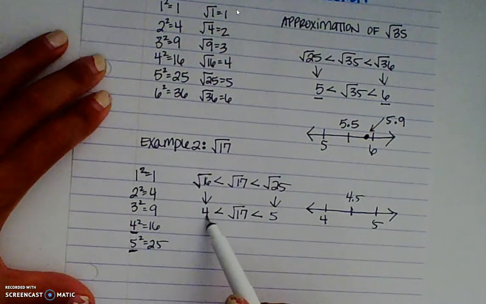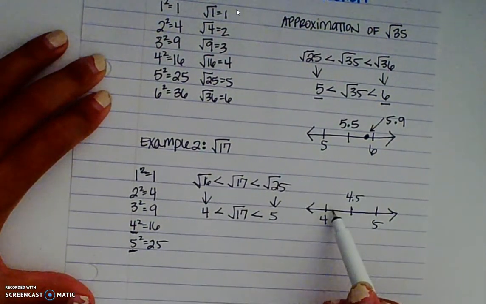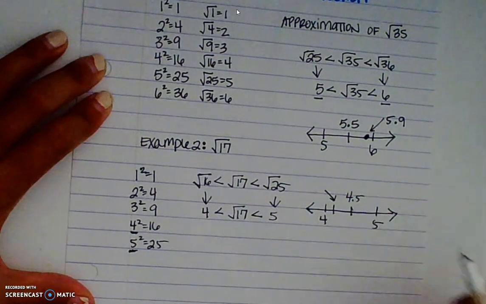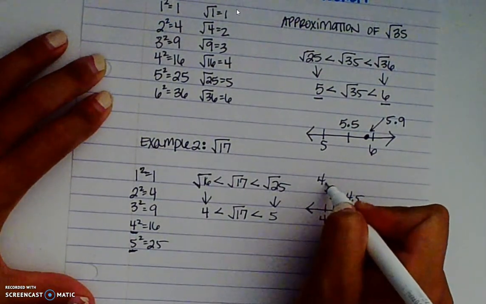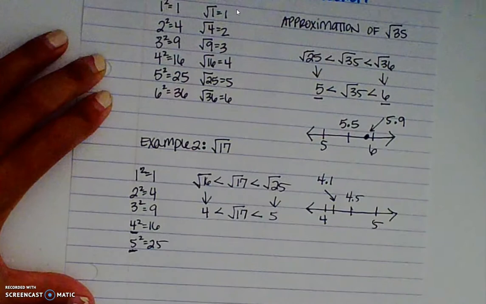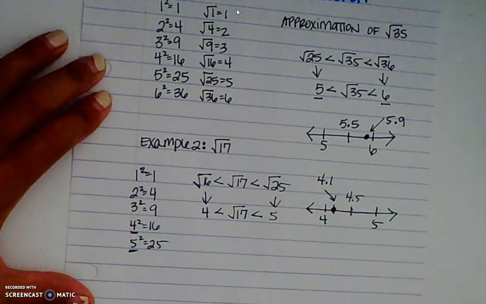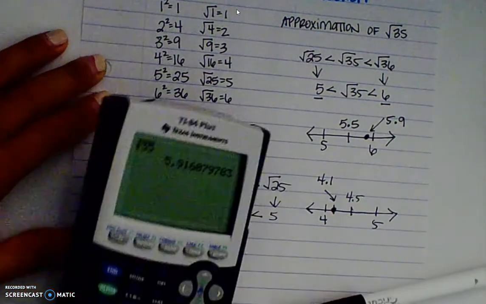And the square root of 16 is 4. So I could say that since it's closer to 16, I'm going to approximate that it's probably going to be about 4 and maybe 1/10, if I were to have to plot that on the number line. And so again, we can always come and check with the calculator.